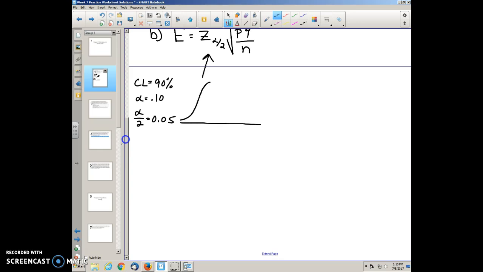So if we look at the Z distribution, 0 would be in the middle. We look at the two tails. The area that makes up both tails, the combined area of both tails is 0.10. One tail is 0.05, alpha over 2. So our Z sub alpha over 2, the critical value of Z, would be right there.